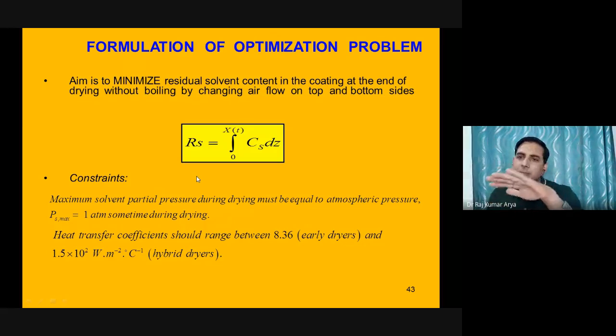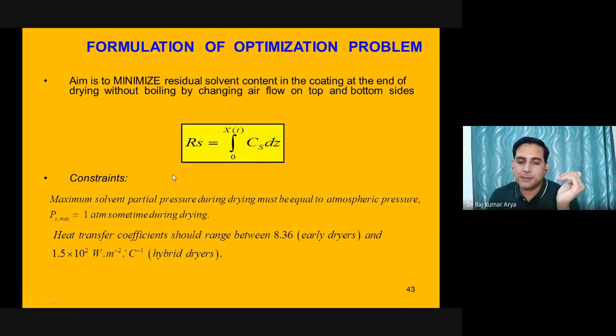The concentration we have calculated from our model predictions. Thickness also we know. So at every time step we just take the product and calculate the total, for every temperature condition and every heat transfer condition. You just keep on doing that.